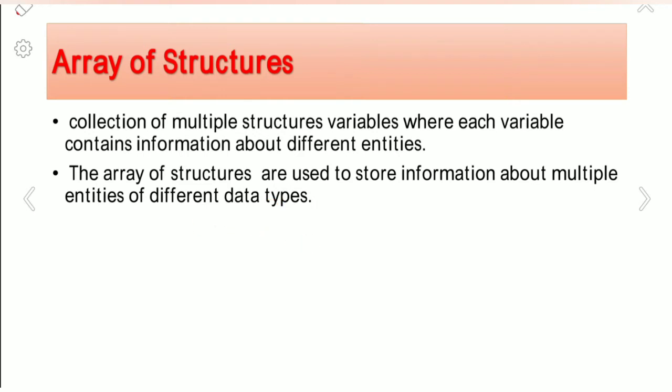Array of structures is a collection of structures, and in each array element a structure is stored. Normally in an array we store a collection of the same type of elements, right? But here, instead of storing values in the array, we are storing a structure. So each location in the array is going to store a structure. That is the array of structures.